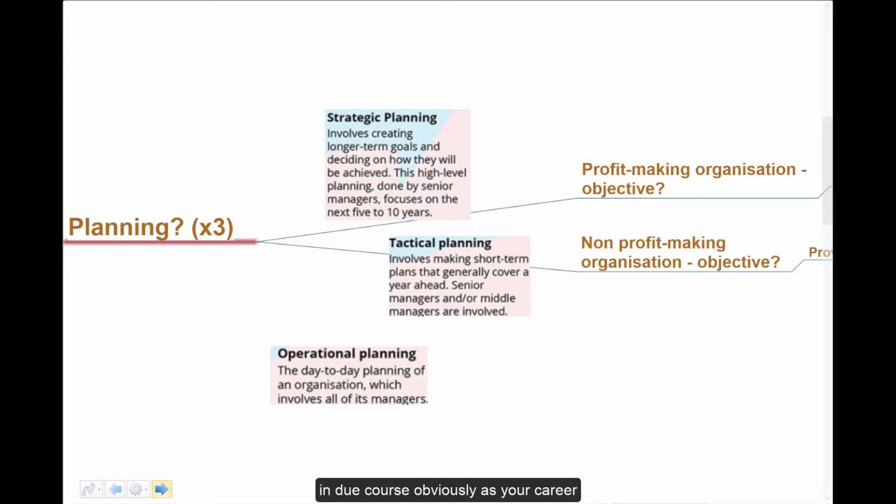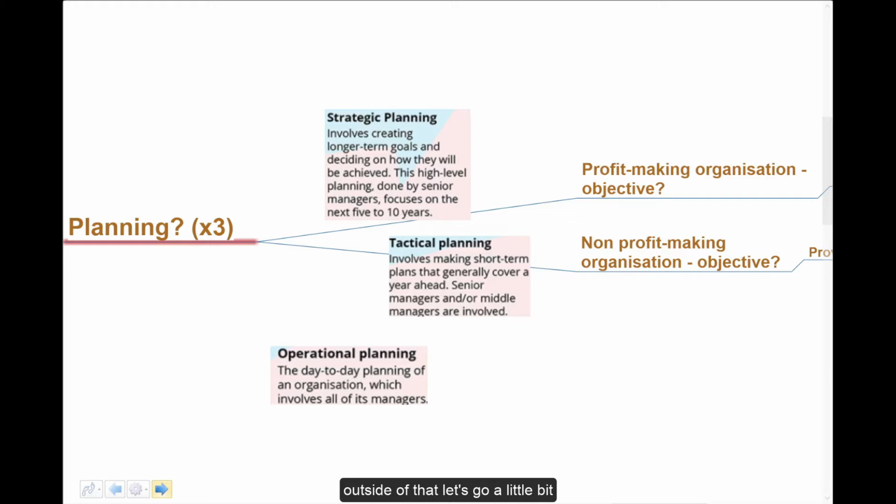So, in due course, obviously, as your career progresses, depending upon what route you take, I would suggest that you may well be involved in strategic planning for businesses, perhaps even your own business. But this is top-end stuff.